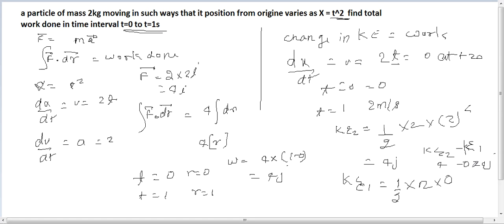Okay guys, so whatever approach you may try, both approaches are quite basic and quite simple, you can do it by yourself.